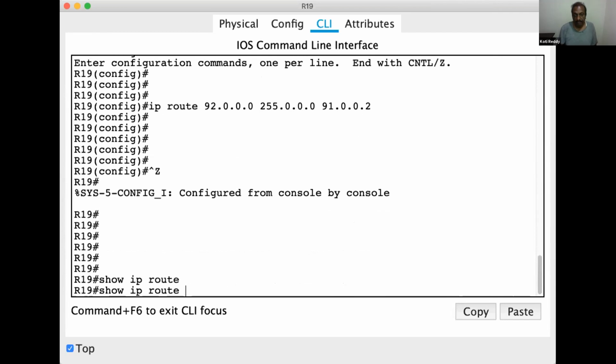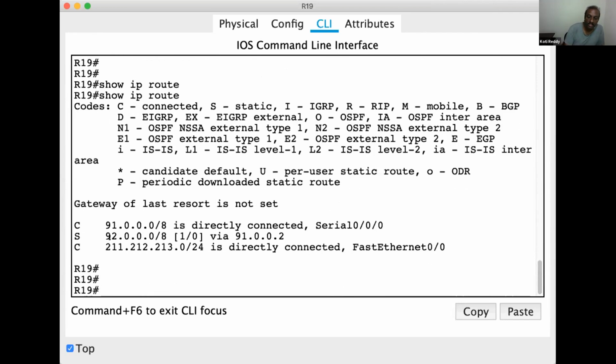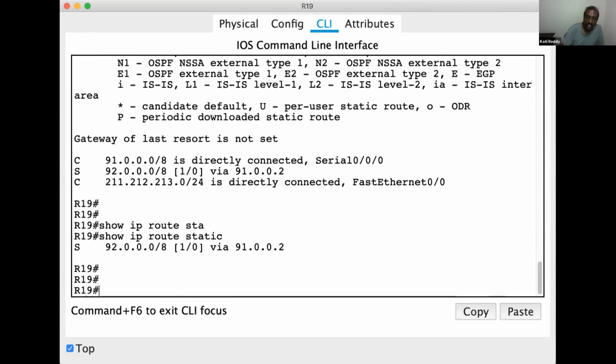Now I go to R19, I give the command show IP route. It shows that routes are there for this network ID. Show IP route static. This shows the routes are there for the 92 network, pass on the packet to 91.0.0.2, right? Fine.